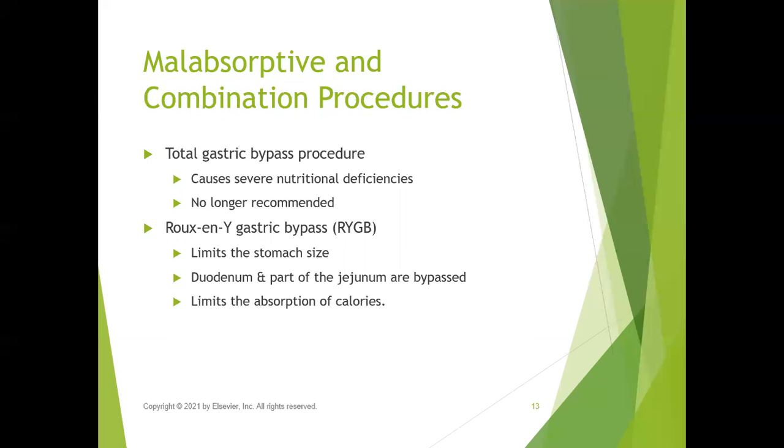The Roux-en-Y gastric bypass limits the stomach size. The duodenum and part of the jejunum are bypassed as well, which can create a short bowel syndrome, resulting in frequent trips to the bathroom and diarrhea. It also limits the absorption of calories. Therefore, the patient is less likely to gain weight.